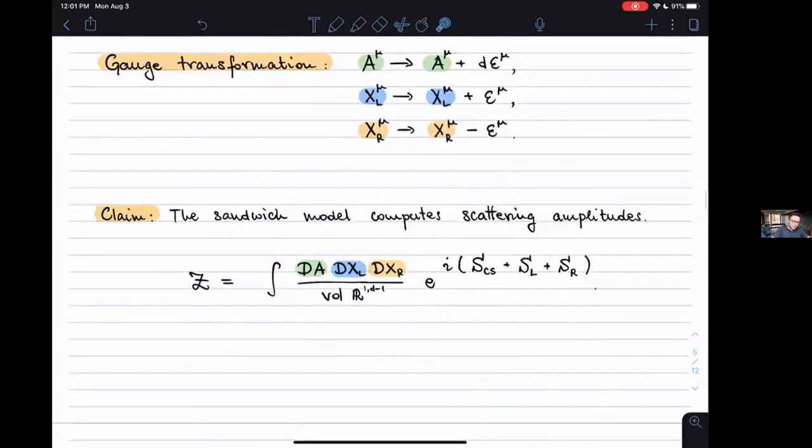So that means we do a path integral over the gauge field mod the gauge redundancy, path integral over the edge mode on the left and right boundary, weighted by the appropriate action, which is just the sum over the free actions that we had before, then that computes scattering amplitudes. So let's verify this claim.